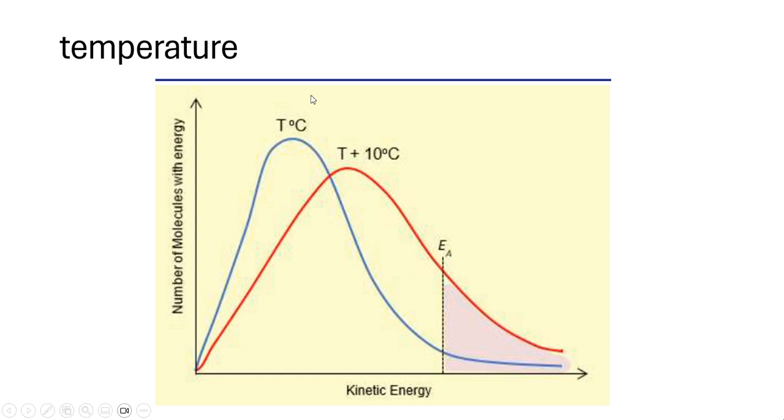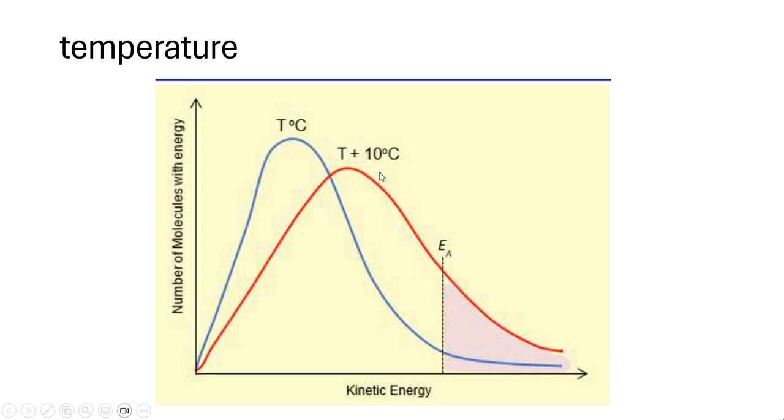Anyway, temperature, yeah. So with temperature, the Maxwell-Boltzmann distribution broadens out a bit. So you see the top here, at T, it's really sharp, and then at T plus 10, it broadens out a bit and it shifts to the right. Does that make sense? Now look where EA is, the activation energy. With the blue one, there's barely any particles underneath. So barely any particles made it.